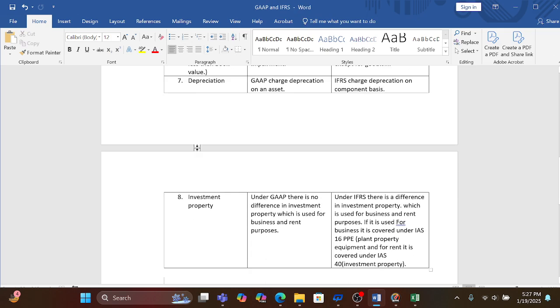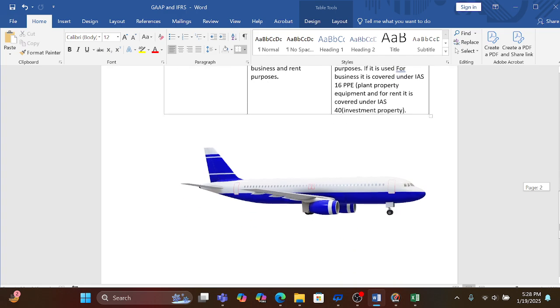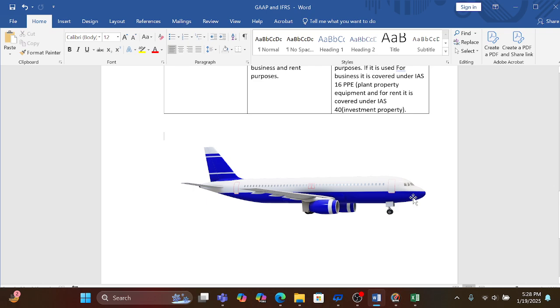So next part is depreciation. Under the depreciation, GAAP charges depreciation on an asset as a full body, but in IFRS it is based on the component basis. I have given the example as below. If you see this aeroplane, the full value of this aeroplane is approx, for example, 1 lakh dollars. So under the GAAP, we will post the depreciation on a full plane basis.